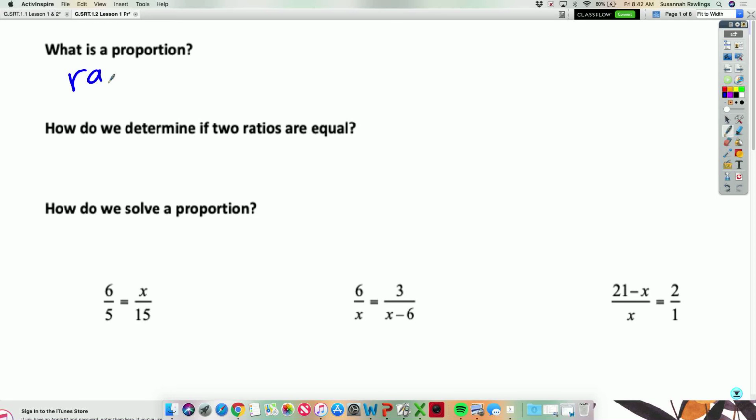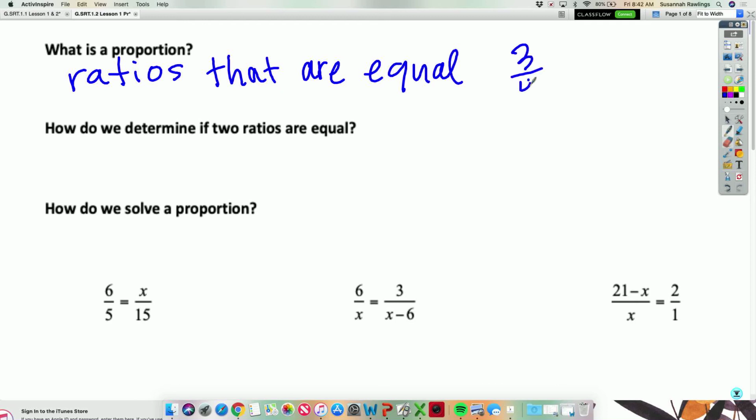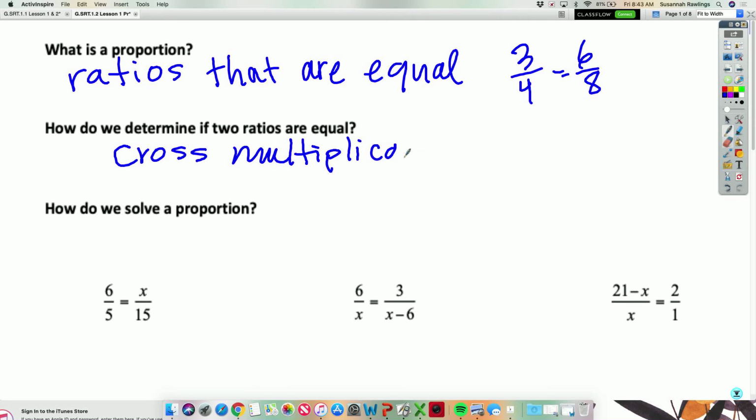So a proportion is when I have equal ratios, or ratios that are equal. So for example, 3/4 and 6/8. If I reduce 6 and 8, what does that reduce to? 3/4. So that's why those are considered equal. But just to double check, we can use cross multiplication to check and see if those values are congruent.